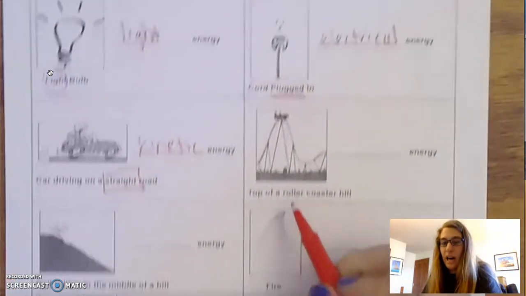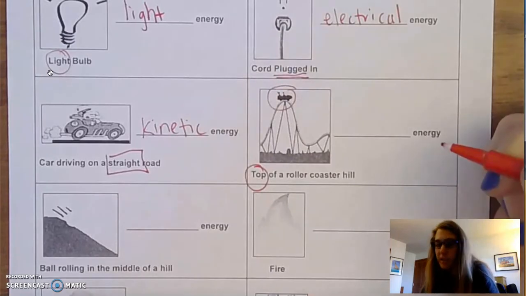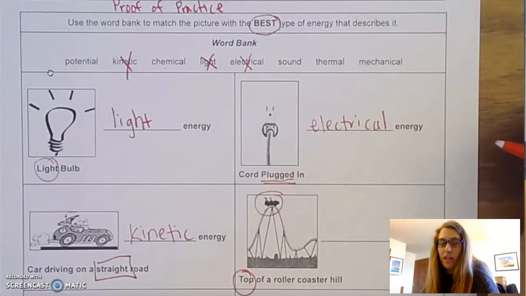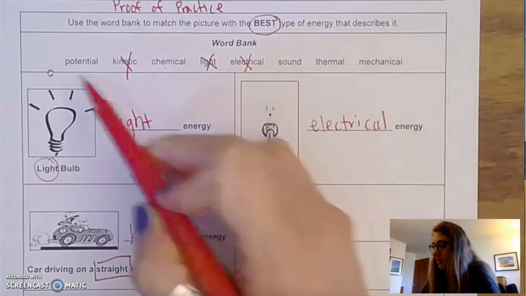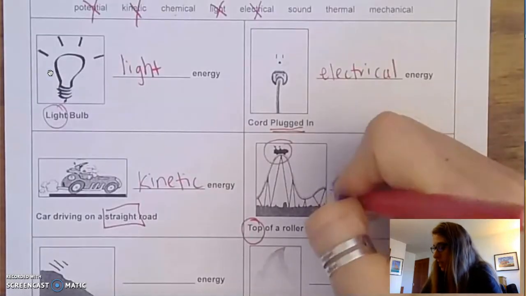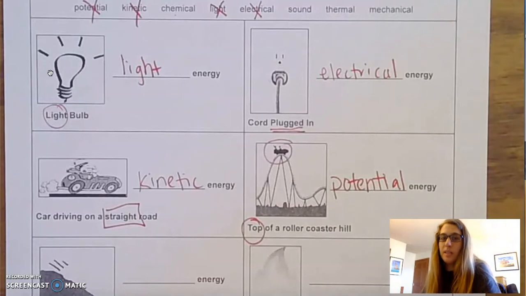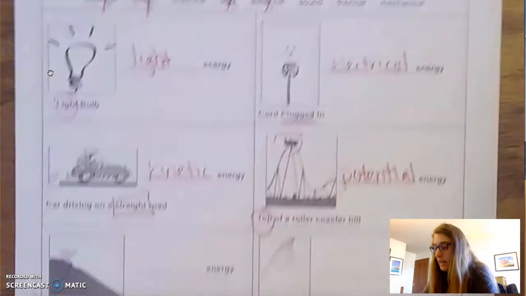We have the top of a roller coaster hill. If it's at the very top, there's a split second where it's not moving. So if we go back and look at which type of energy, hopefully you've got potential in your brain. It's at the top and it's not moving for a split second. So we have chemical, sound, thermal, and mechanical left.